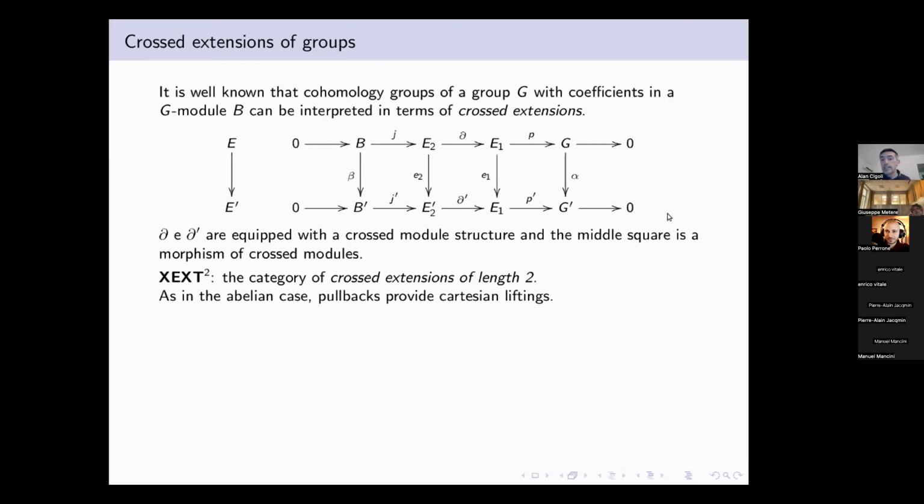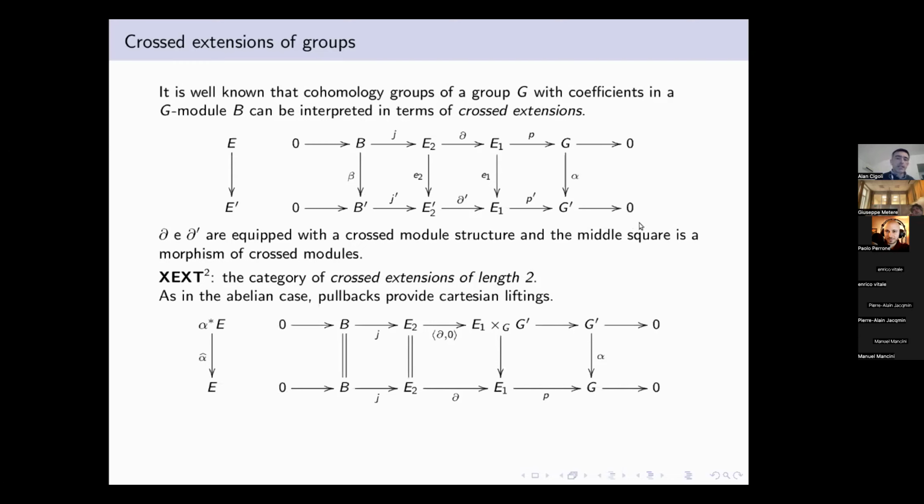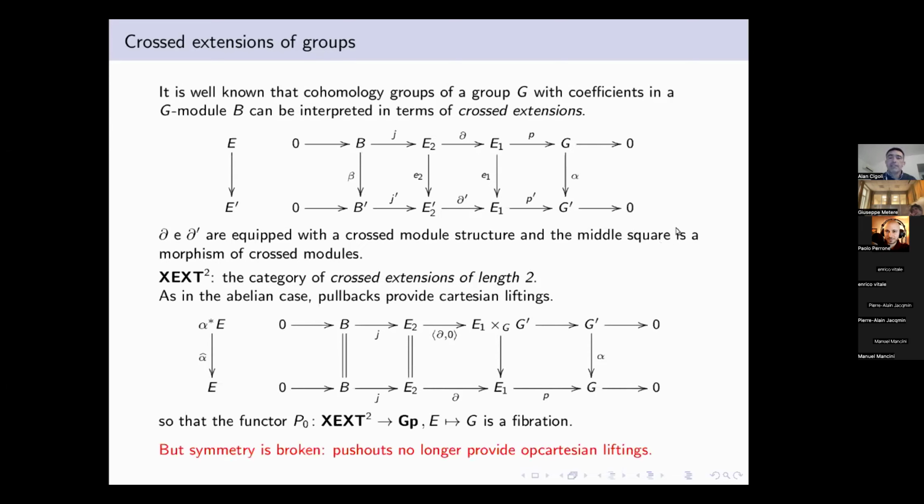And as in the abelian case, we have again that pullbacks provide Cartesian lifts. But the functor P0 that sends any such extension to its rightmost component is a fibration. But here the symmetry is broken because push-outs no longer provide op-Cartesian liftings.